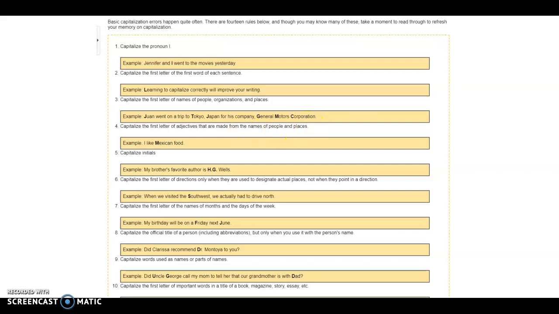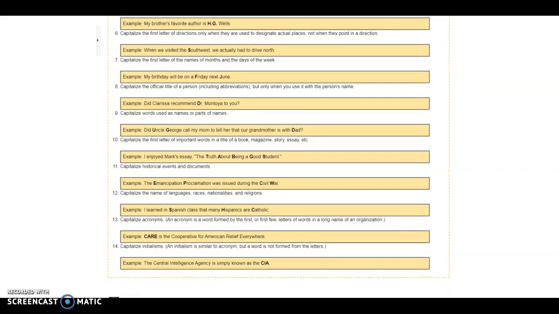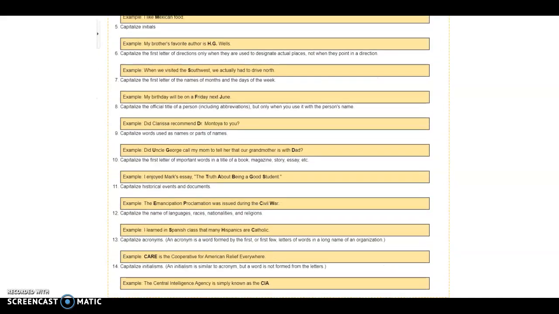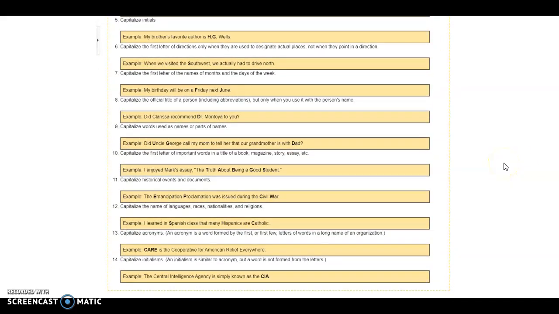So if you go down the list here, again, there's 14 different rules for capitalization that you can look at. It's not overly important that you memorize all 14, but you want to get a good handle on when you should be capitalizing and when you shouldn't be. Sometimes it can get really tricky. Sometimes with a word like mother, we will capitalize that word on certain occasions, and on other occasions we won't.